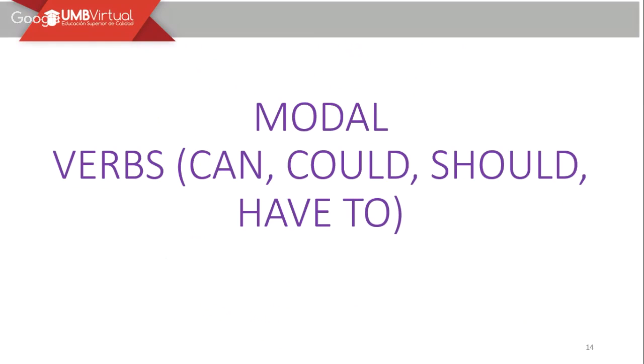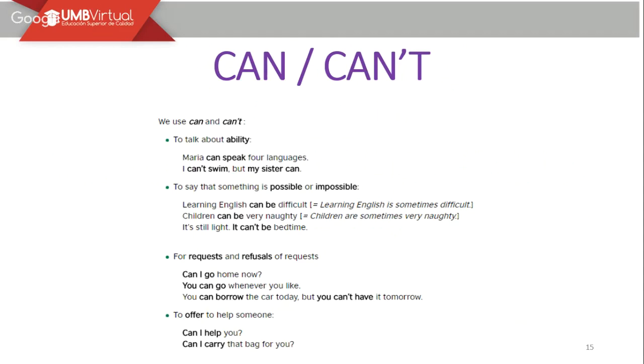Those modal verbs, as you can see right here, are the following: can, could, should, and have to. When we have all of them, it's because we really want to express something. With can and can't, most of the times when we use this modal verb it is because we really want to talk about abilities.